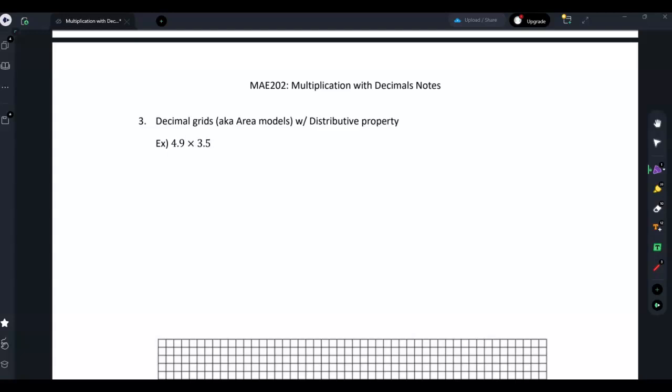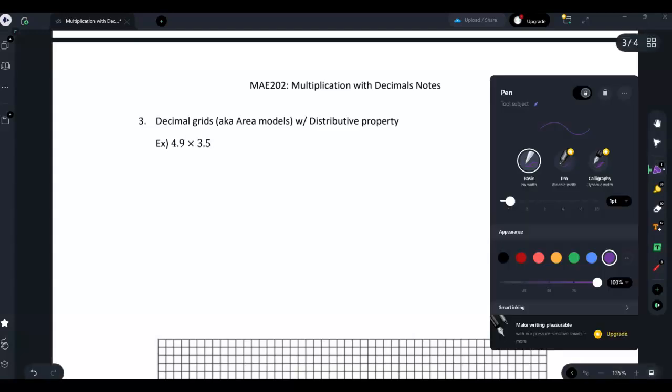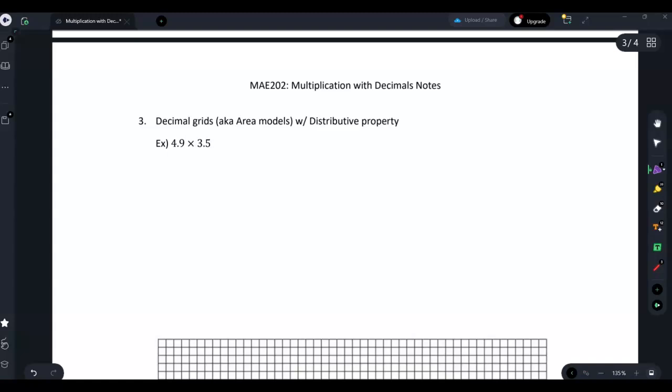Our next method for multiplying decimals is a visual method. This is using decimal grids, or really area models, and the distributive property. And technically, we've already done this when we did mixed number multiplication. So if we look at this example, we have two numbers that we're multiplying together.